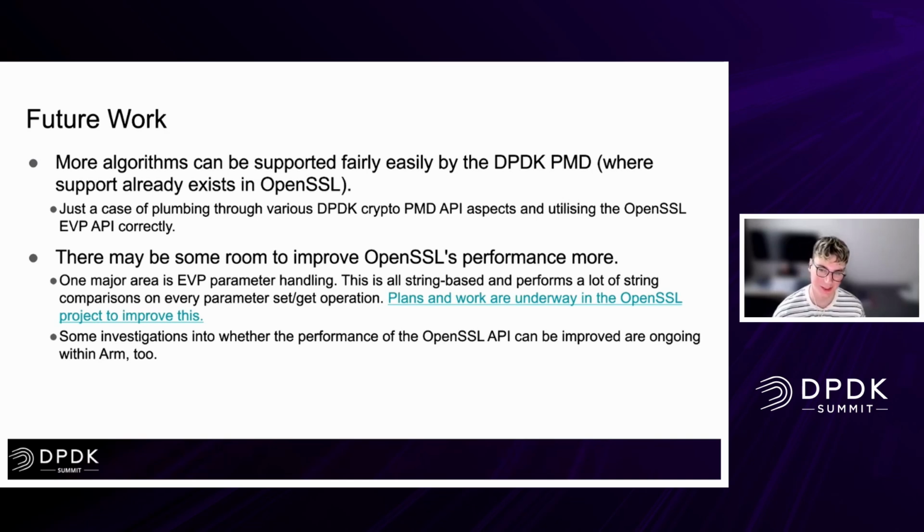There are some plans already for how to address this a bit in the OpenSSL project, because a lot of other users have also been complaining about this. It's a bit of a regression from OpenSSL 1.0. They have some ideas for automatic code generation for kind of tree structures based on the parameters. But there's a plan, but there's not really much concrete work being done yet. But hopefully if this does get finished in the future, then we'll get basically a free performance boost by upgrading OpenSSL. There won't be any changes necessary to DPDK, for example. And we also have some investigations ongoing within Arm itself as to whether the performance of the OpenSSL API can be improved in any other ways as well.